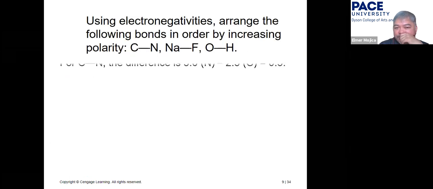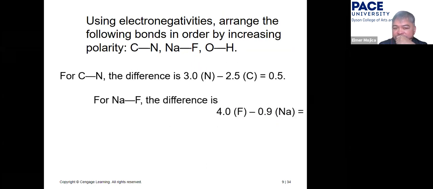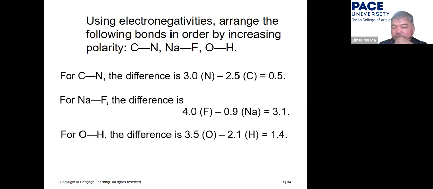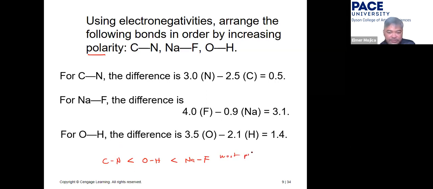So if you have a question like this, most likely you'll be given the electronegativity difference. So if you have the difference between CN, it's 0.5, NaF is 3.1, and OH is 1.4. And if you're asked for increasing polarity, the most polar here is NaF. So you start with CN, followed by OH, followed by NaF. So this is the one that is most polar.